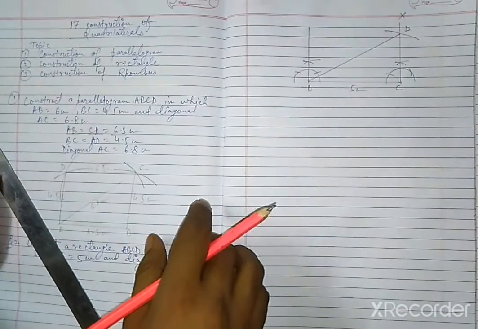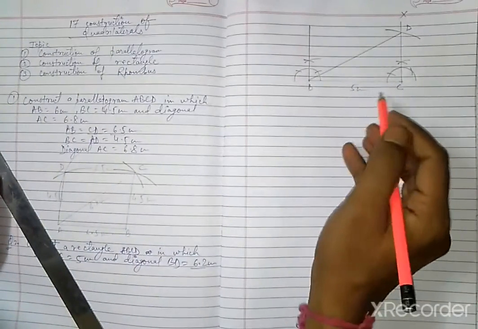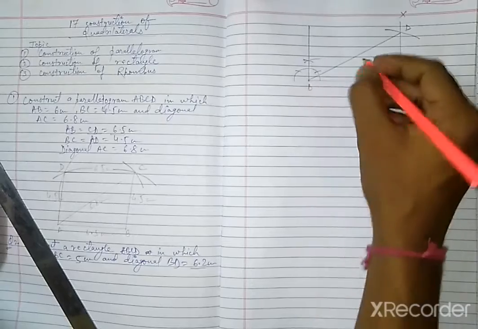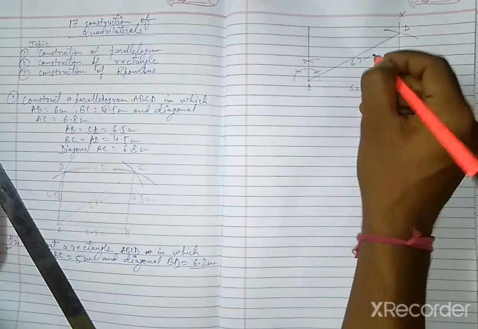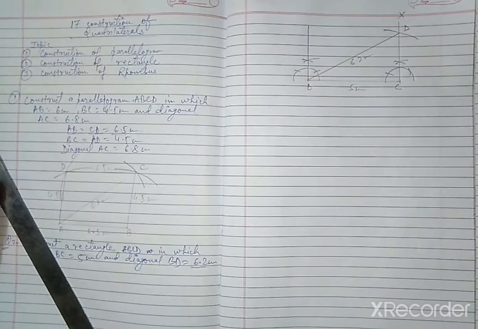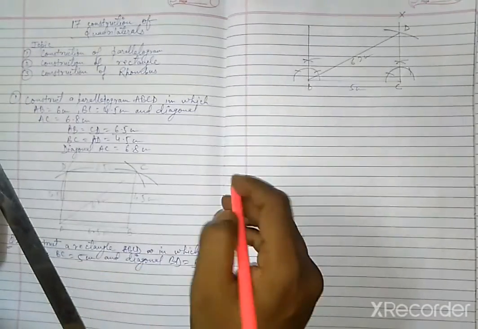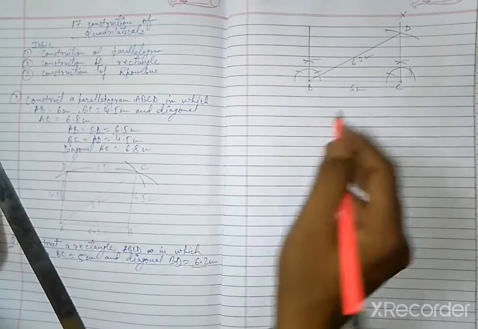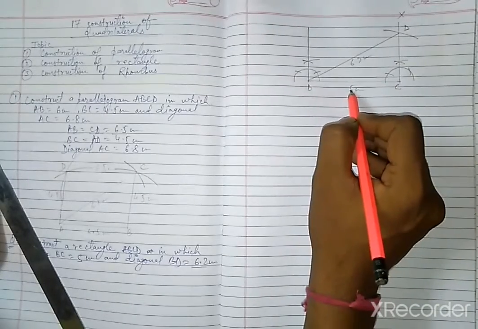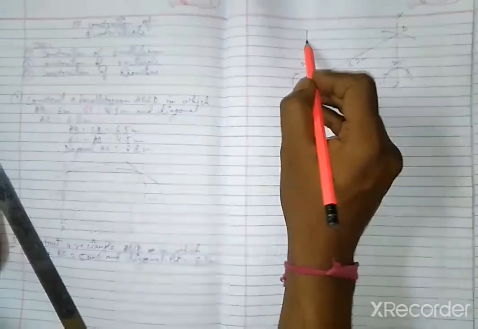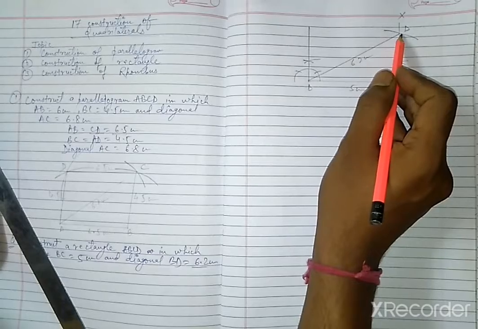Now you can see that 6.2 centimeter diagonal I have already drawn. Now as I told you, it is the property of a rectangle that opposite sides of a rectangle are equal. So if BC is 5 centimeter, then AD will also be equal to 5 centimeter.